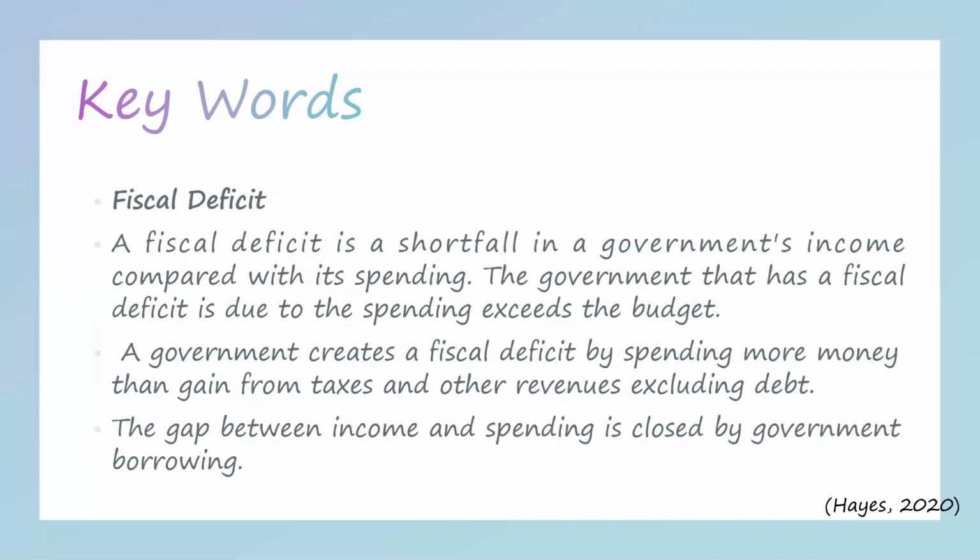Then for the fiscal deficit, a fiscal deficit is a shortfall in a government's income compared with its spending. A government that has a fiscal deficit is one whose spending exceeds the budget. A government creates a fiscal deficit by spending more money than it gains from taxes and other revenue, excluding debt. The gap between income and spending is closed by government borrowing.